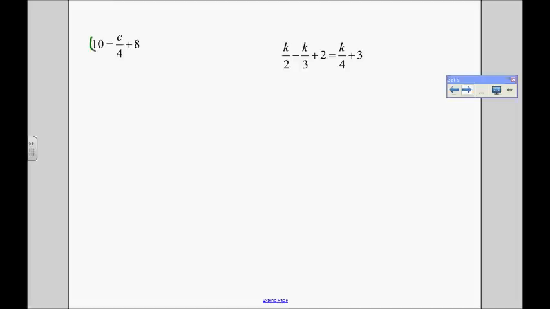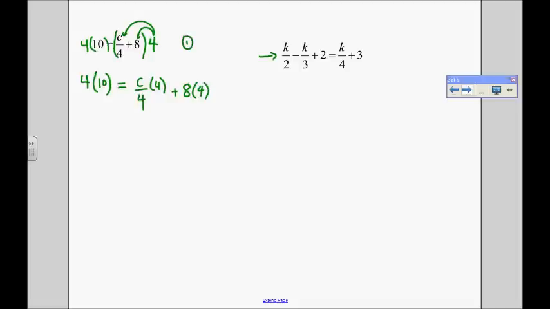When I multiply this side by 4, really easy, very straightforward. When I multiply this side by 4, I need to distribute. This 4 has to go to every single term. So what I end up with is 4 times 10, and I end up with c over 4 times 4 plus 8 times 4. Now in the future, like when I do the example next to us, I'm probably going to skip this first step.